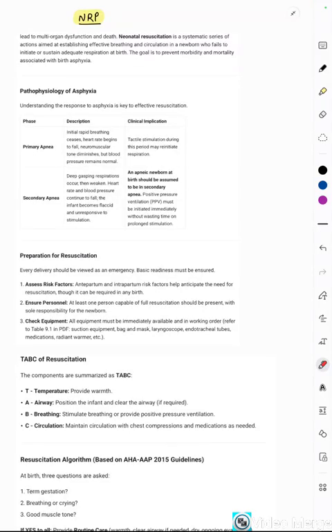An important topic is the neonatal resuscitation protocol. When I talk about neonatal resuscitation, it's a systematic series of actions aimed at establishing effective breathing and circulation in a newborn who fails to initiate or sustain adequate respiration at birth.